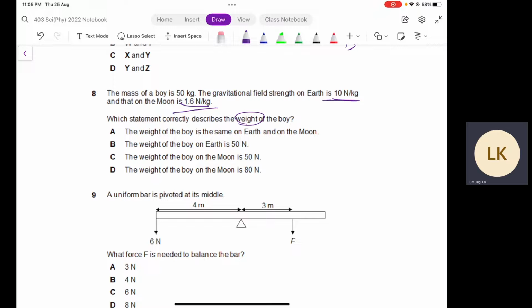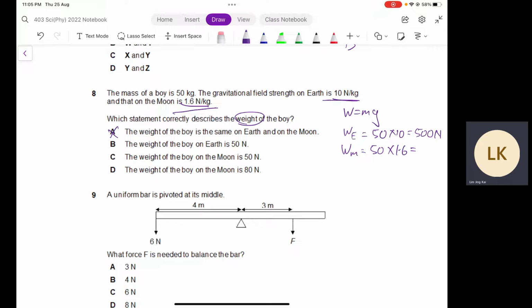When we talk about the weight of the boy, let's go by elimination. The weight of the boy is the same on the Earth and on the moon. This is not true because if you follow the formula W equals mg and substitute in, the weight of the boy on the Earth is 50 multiplied by 10, which gives us 500. The weight of the boy on the moon is 50 multiplied by 1.6, which will not give us 500. It's definitely lower than 500 newtons on Earth. So A is out of the question.